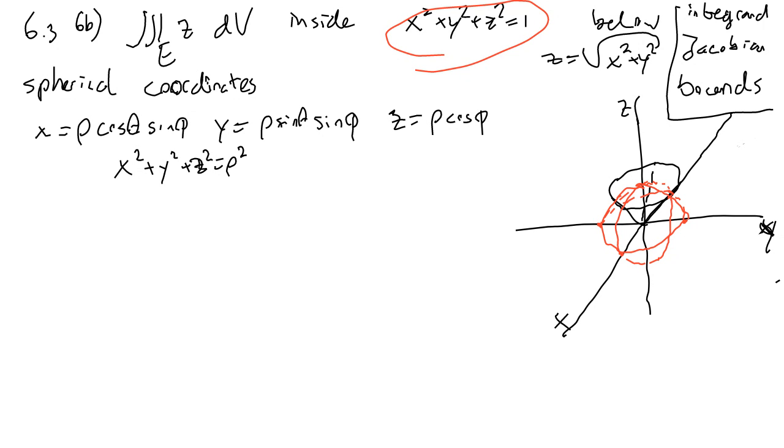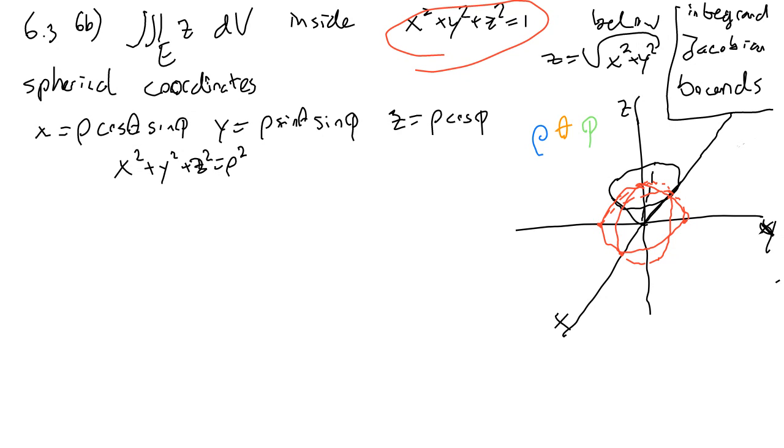The difficult part here is the bounds. So how do you determine bounds? We should look at the picture here and think about what these variables represent. We have rho, we have theta, and we have phi. So what does rho represent? As I already said, this is the distance to the origin.